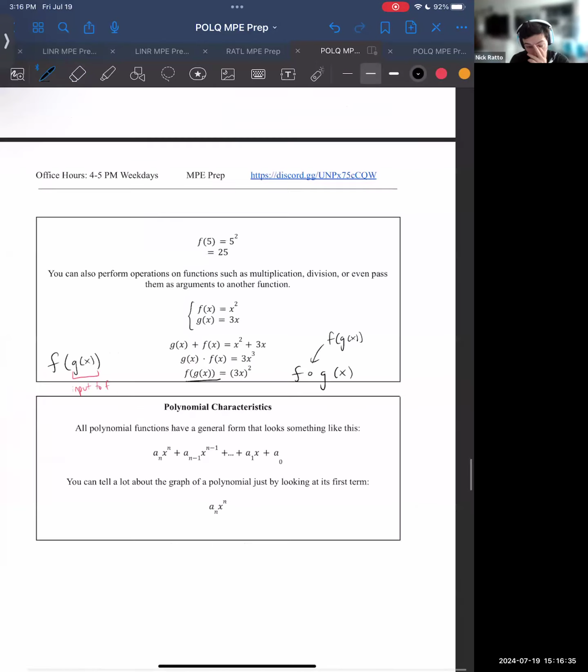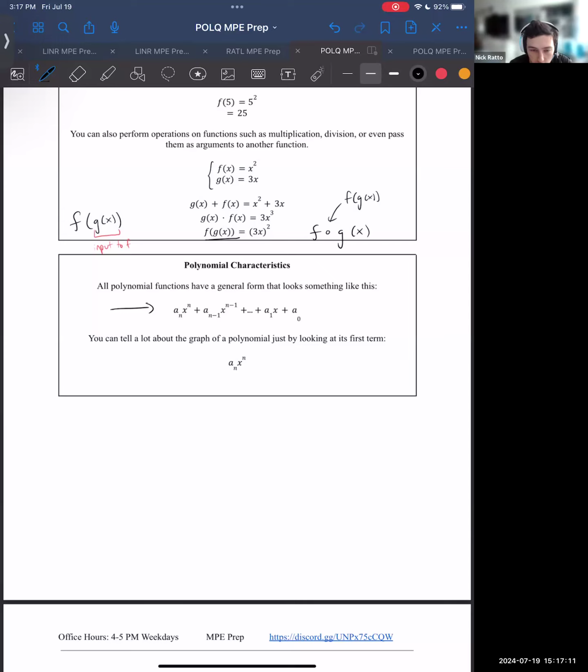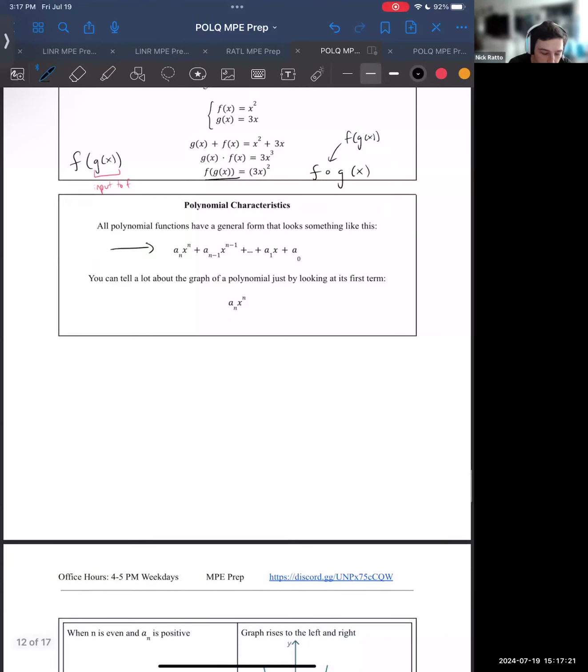So any polynomial can be written in this form, right? Where we have these coefficients a sub n minus 1, all the way to a sub 0. And then we have x to the n, x to the n minus 1, all the way down to x to the 0, right? Which is just 1. And the degree of a polynomial is whatever n is, the largest exponent. It turns out the degree of a polynomial is the most telling thing about what a polynomial's graph is going to look like.